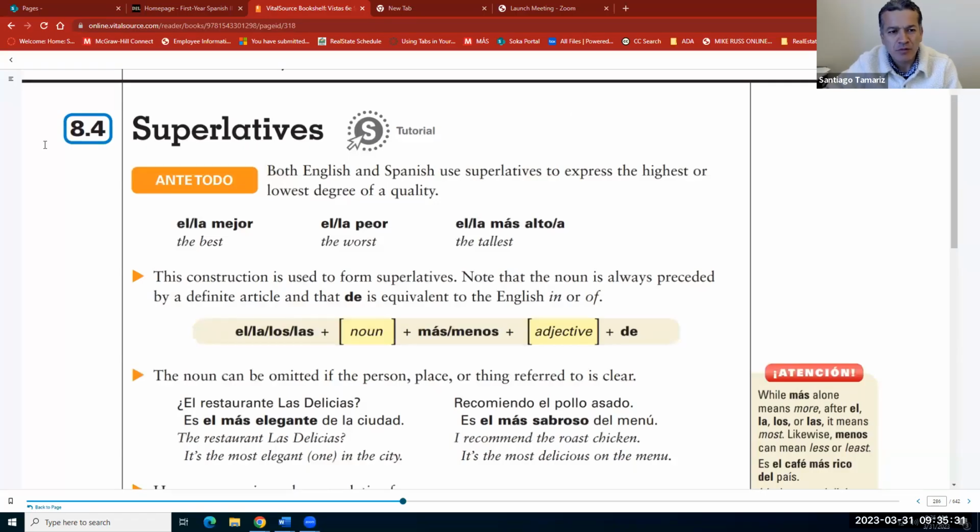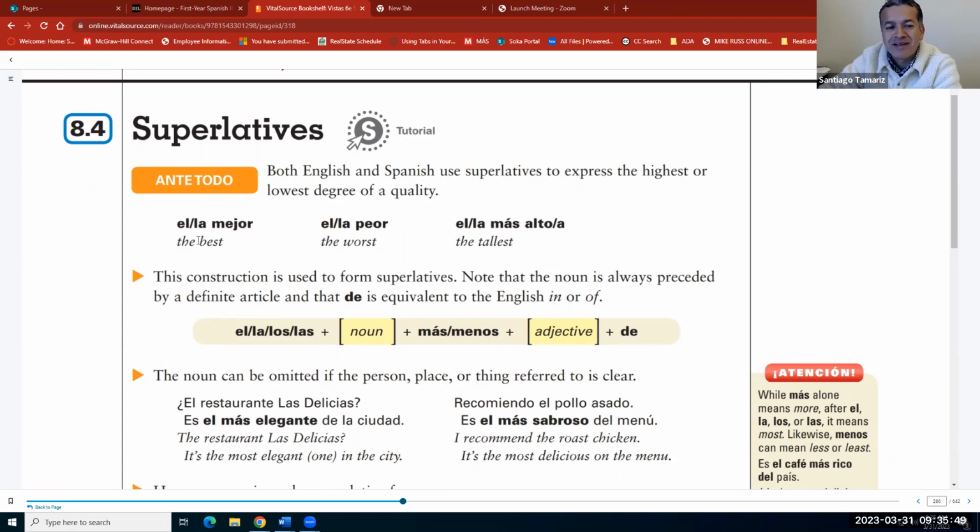Muy bien, chicos, ahora vamos a estudiar 8.4, página 286, page 286, superlativos. Tenemos aquí, both English and Spanish use superlatives to express the highest or lowest degree of equality. Here's the translation of three examples.